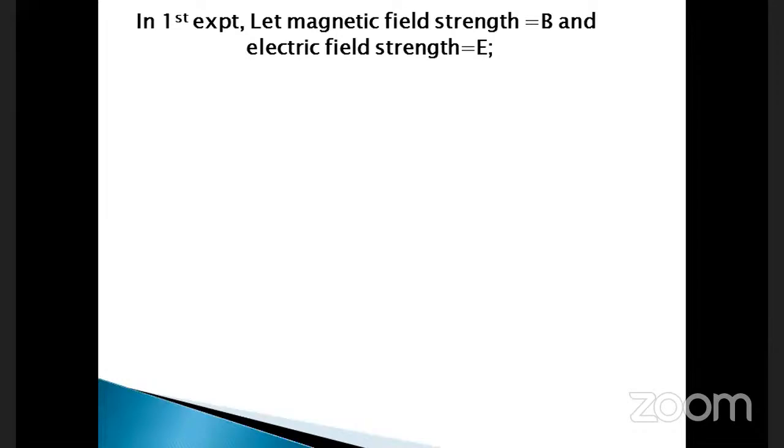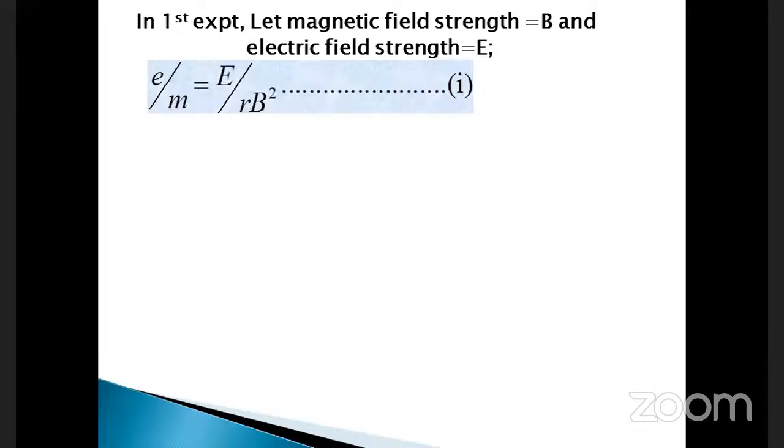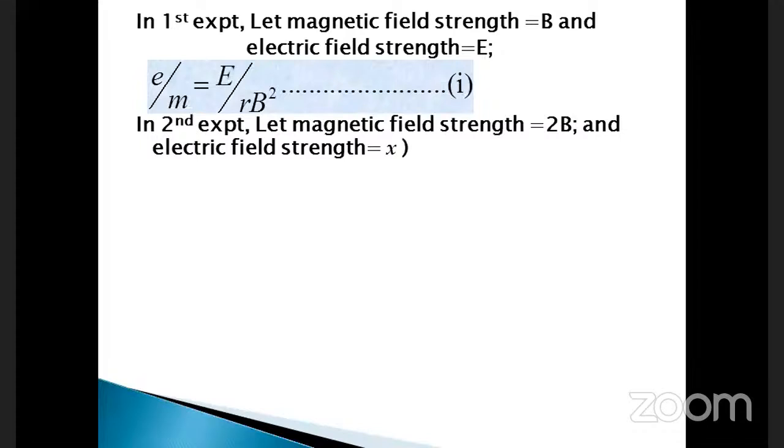In the first experiment, let's say the magnetic field strength is B and the electric field strength is E, the way we have it. So in the first experiment, this would look like the equation. This one you are okay with. So we are talking to that particular question now. In the second experiment, we are told that the magnetic field strength was double that which was used in the first experiment. So if in the first experiment the magnetic field strength was B, since it is double, in the second experiment it is 2B.